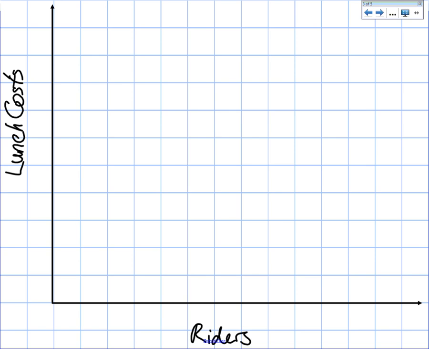Okay. And we also need a title. So don't forget your title. So we got our labels. Let's call this riders lunch costs. Very original, I know. Very creative. All right, the next thing that we need to do is have an appropriate scale. We need to have the right intervals that make sense.